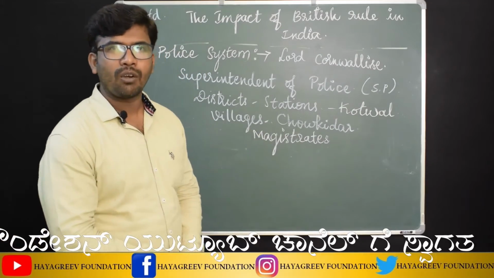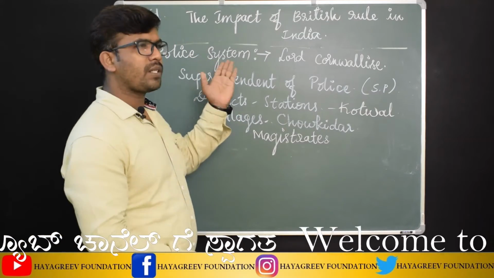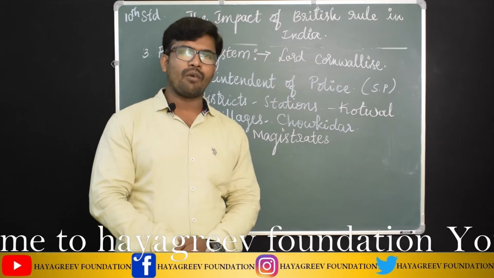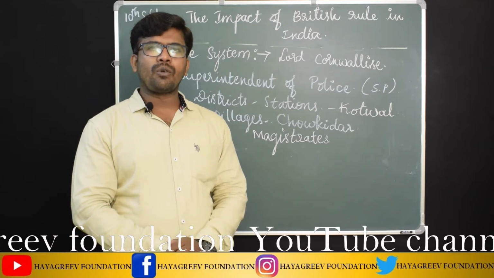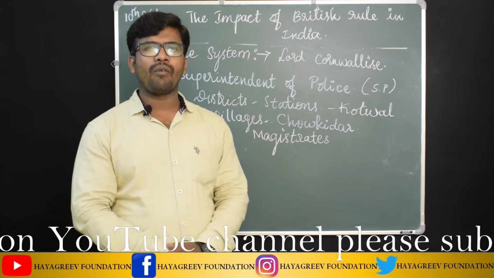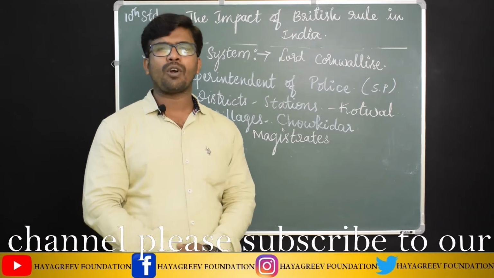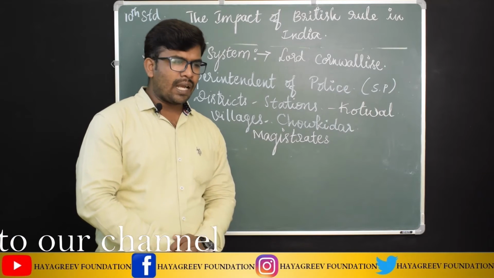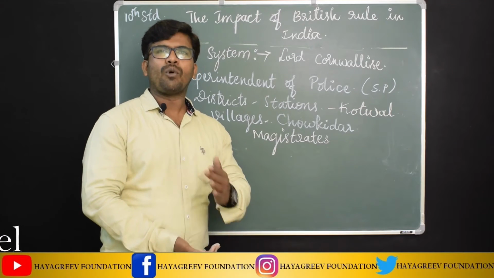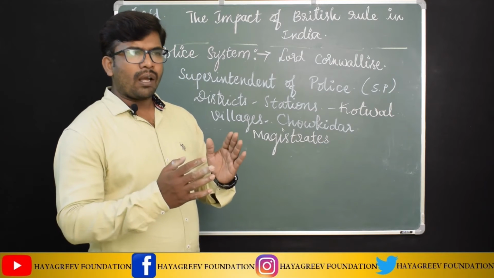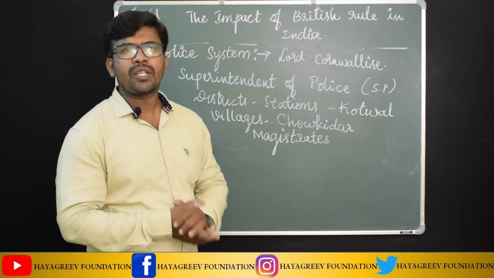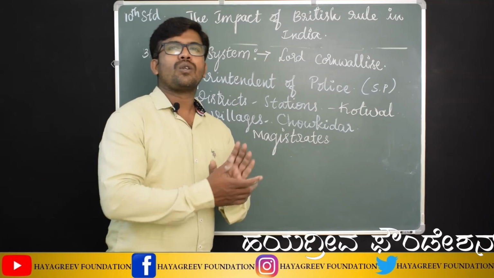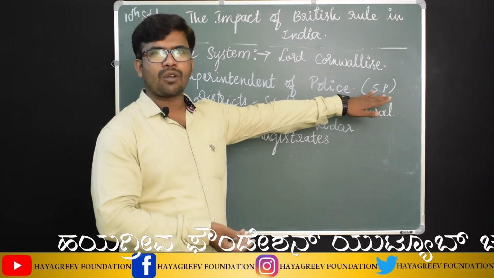The next policy introduced by the British government is the police system. Students, as you all know, to protect the country from external powers, we have the army. Then to maintain internal law and order, we are in need of police. So that police department was introduced by Lord Cornwallis. Lord Cornwallis very effectively introduced the police system in India. First, in each and every district, he appointed a new officer who is called the Superintendent of Police. It's called SP.